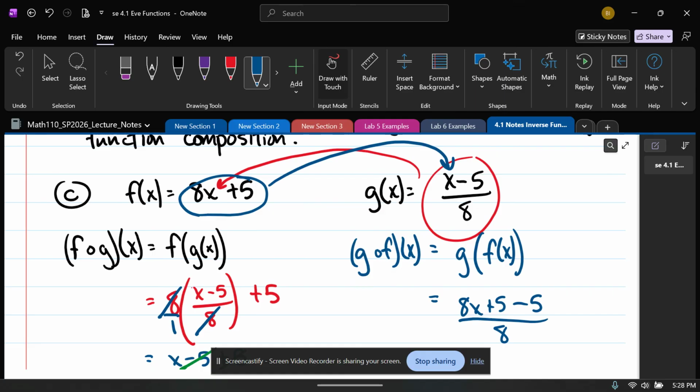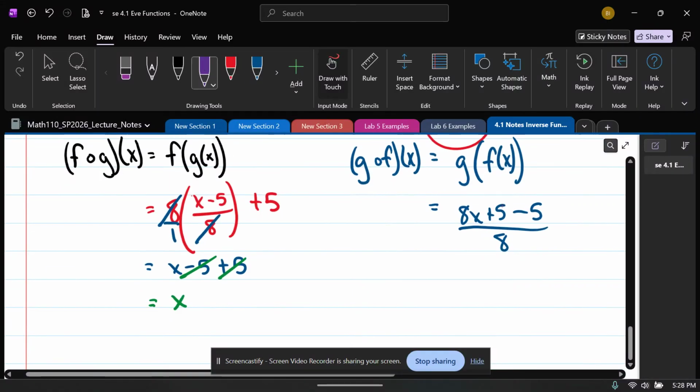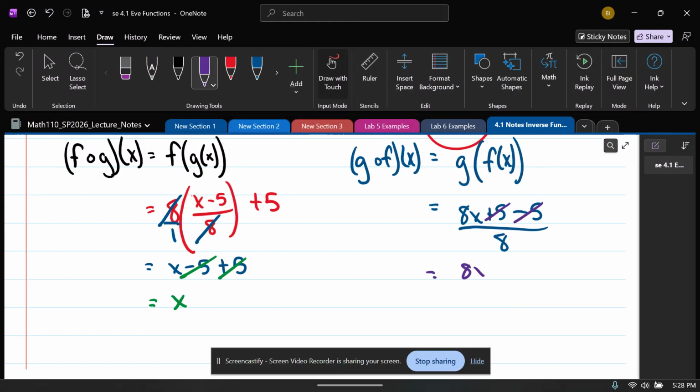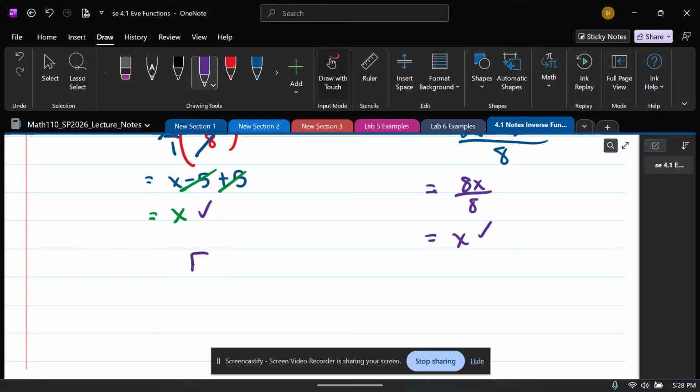Now I'm going to try to simplify that. What happens to the positive 5 and the negative 5? They zero out. So that's going to give me 8x divided by 8. What happens to the 8's? They cancel out, make 1 or just plain x. Right there, I got x in both directions. That tells me that f of x and g of x are inverses.